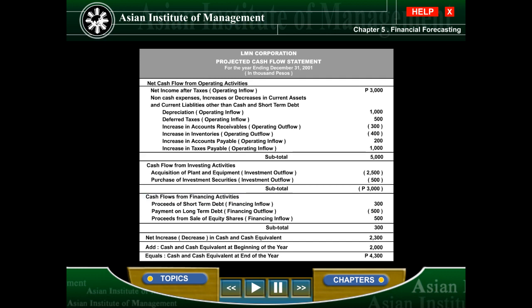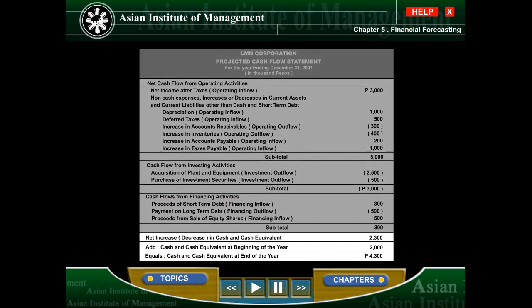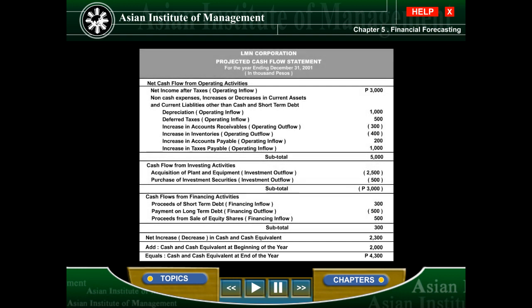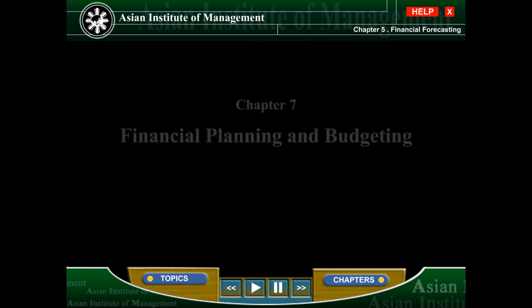The projected increase or decrease in cash for the year is added to the cash at the beginning of the period to derive the cash at the end of the projection year. For a more meticulous method of forecasting cash using expected cash inflows and outflows, refer to Chapter 7, Financial Planning and Budgeting.